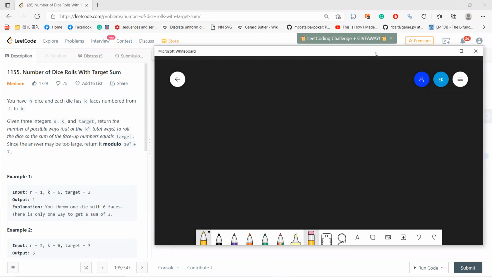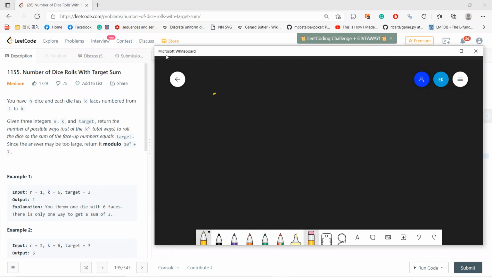So 1155, number of dice rolls within target sum. You have n dice and each has k faces, numbered from 1 to k, and then you get three integers, n, k, and target. Return the number of possible ways that equals the target, and the answer must be returned modulo 10 to the 9 plus 7.